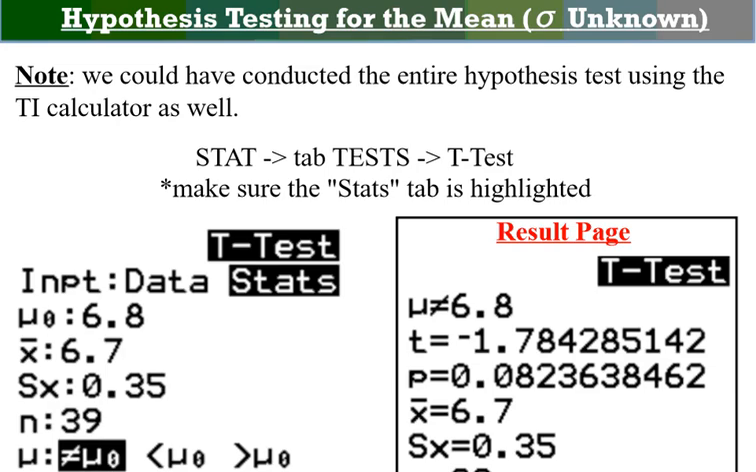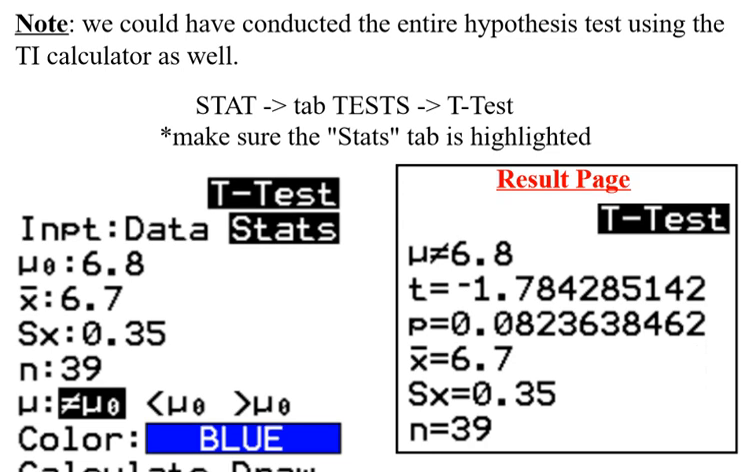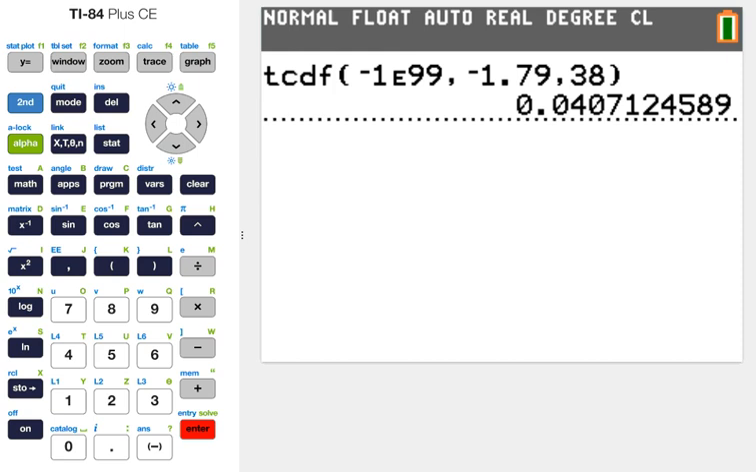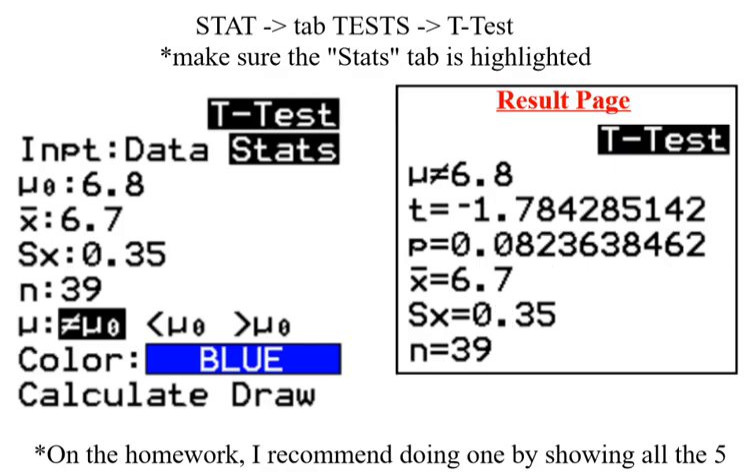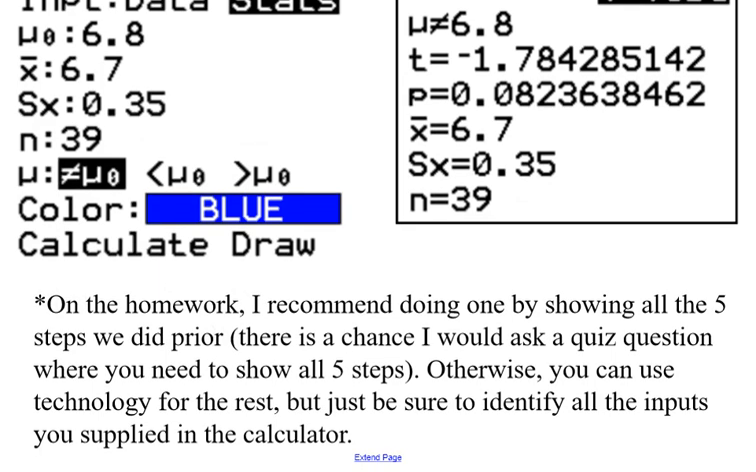You could also run this whole test in the calculator. You go to Stat, tab over to Tests, run a t-test. I'll show where you get that stat. You're not going to run a z-test, you run a t-test. The screen will look like this. Make sure you've chosen stats. You enter the claim from the null hypothesis. You enter your sample mean. You enter the sample standard deviation. Sample size of 39. We are checking whether it was not equal to the stated mean. And then you hit calculate, and there's a result page. There's our p-value, 0.08.